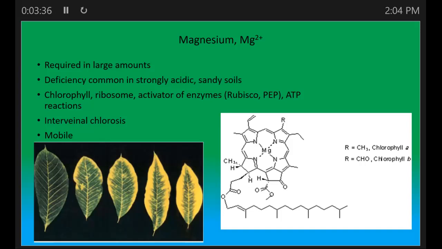So the right image is chlorophyll. Mock-up of chlorophyll A and chlorophyll B. You just replace that R group, get chlorophyll. So this letter R up here is just saying if you have a methyl group there, it's chlorophyll A. If you have an aldehyde group there, it's chlorophyll B.